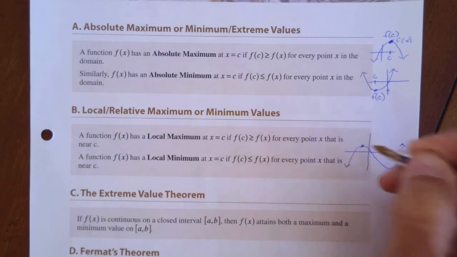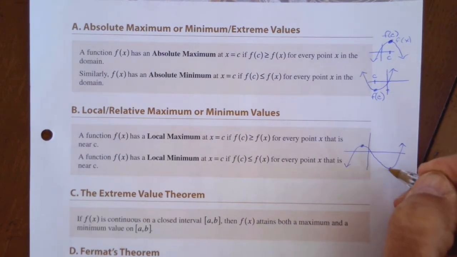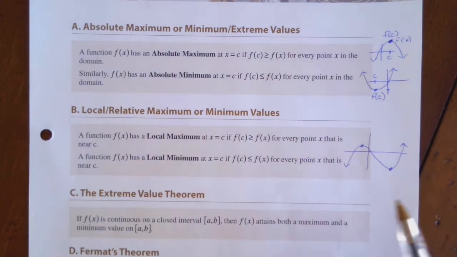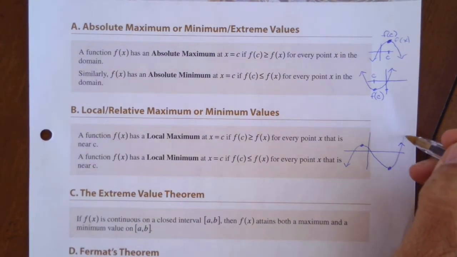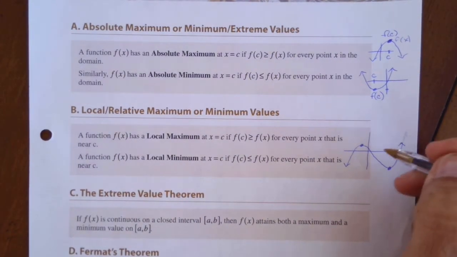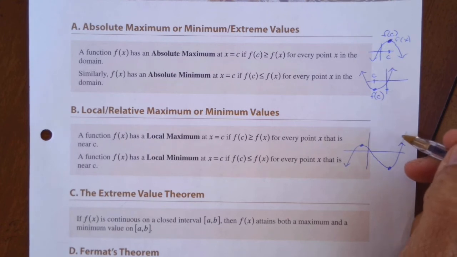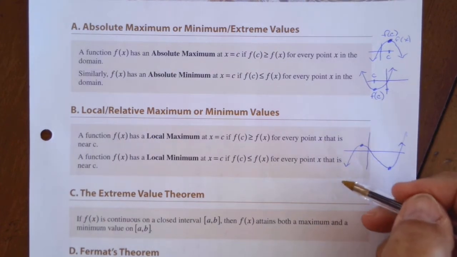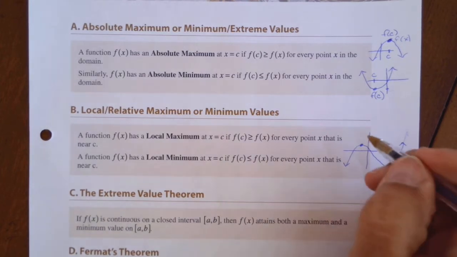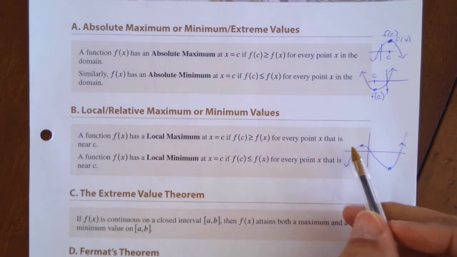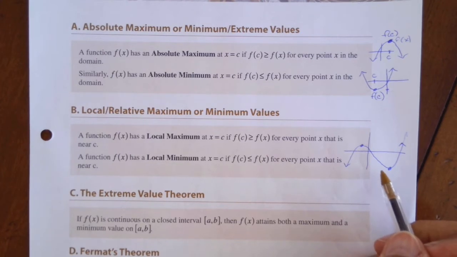Right there, I know that's a max, and right here is a min, but they're not absolute, right? Because this function continues up forever, it's not going to have an absolute maximum. And because it continues down, it won't have an absolute minimum. But these right here are what we call relative max and mins, okay?